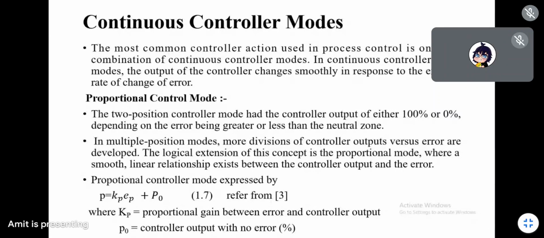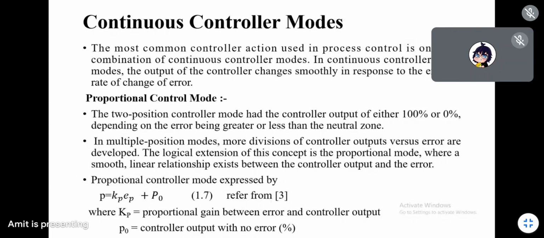The first statement written is that the two-position control mode has a controller output of either 100% or 0%. It is either on or off, depending on the error being greater or less than your neutral zone. If it is greater than that, it will be 100%. When you go to multiple-position mode, more divisions of controller output versus error are developed. The logical extension of this concept is the proportional mode.